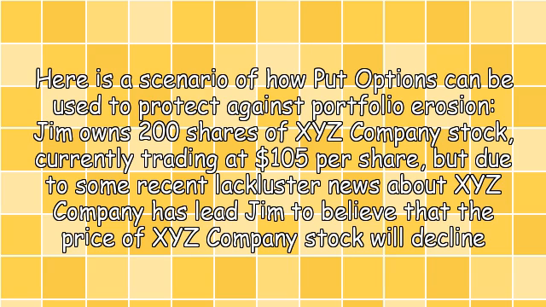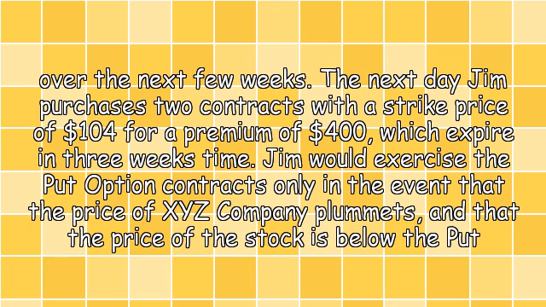Jim owns 200 shares of XYZ company stock, currently trading at 0.5 per share, but some recent lackluster news about XYZ company has led Jim to believe that the price of XYZ company stock will decline over the next few weeks. The next day Jim purchases 2 contracts with a strike price of 0.4 for a premium of 0.0, which expire in 3 weeks' time.